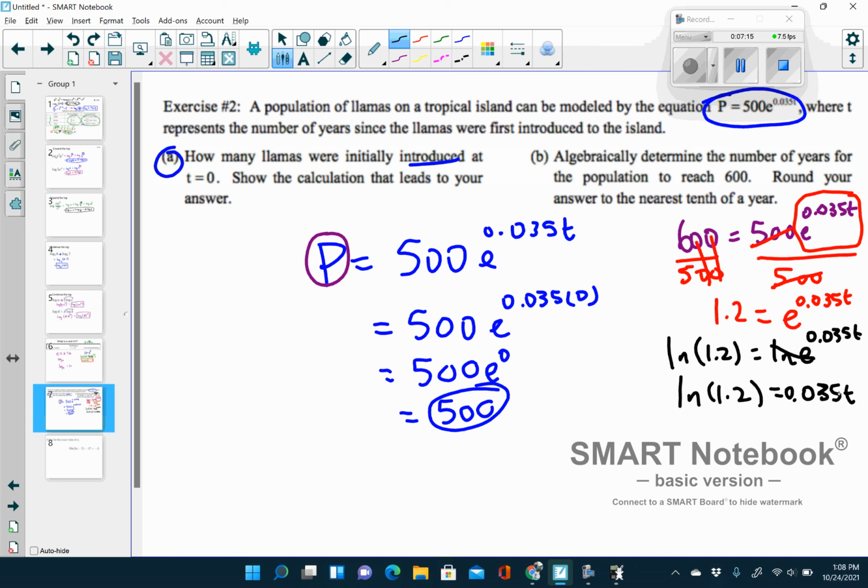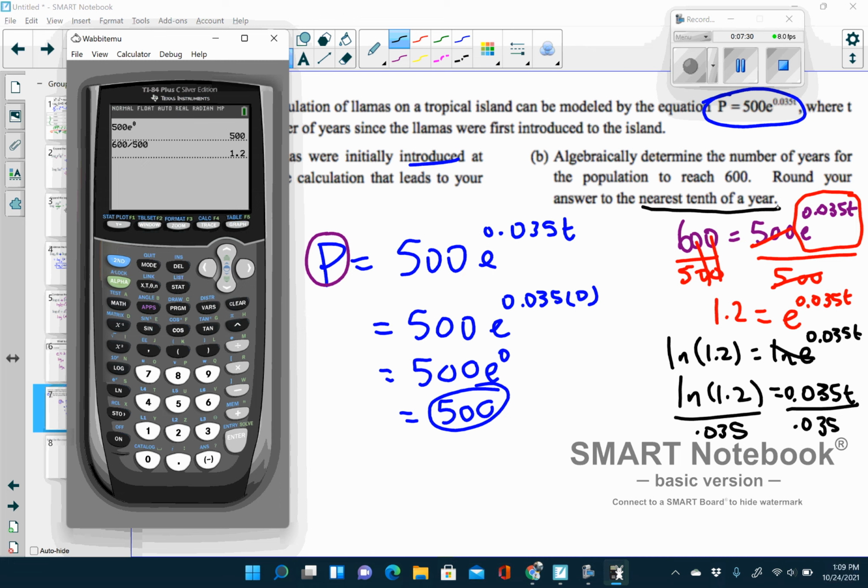To get the t by itself, this is multiplication, so we have to divide both sides by 0.035. And then it says round our answer to the nearest tenth of a year. So now this is all calculator work. The ln is right here, so I'm going to put that. In the parentheses, I'm going to put 1.2. I'm going to close that parentheses. I'm going to do the division symbol, or you could have used alpha y equals option 1, which is a fraction. On the bottom, I have 0.035.